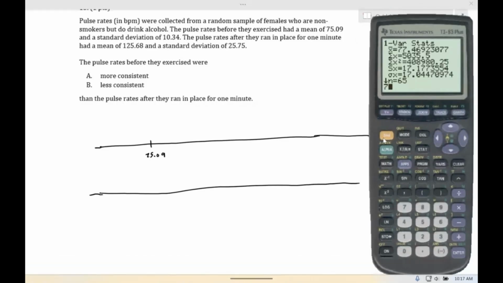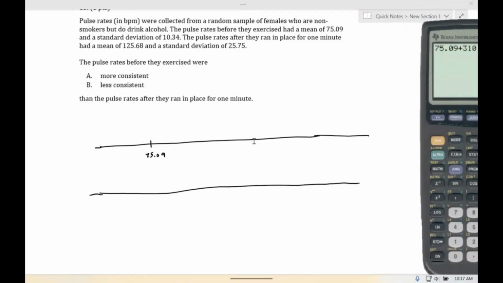So I'm going to take 75.09. I'm going to clear out my home screen. 75.09, and I'm going to add 3 times the standard deviation, which is 10.34. And I get a value of 105.43. So I'm not being really precise with this actually being drawn to scale.